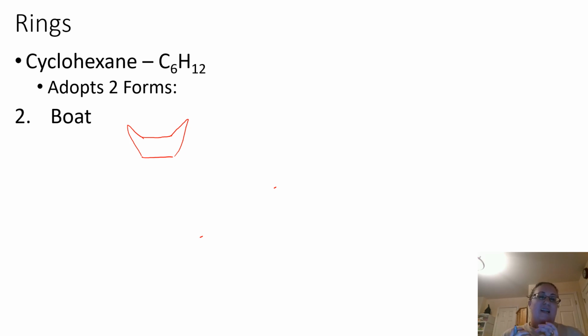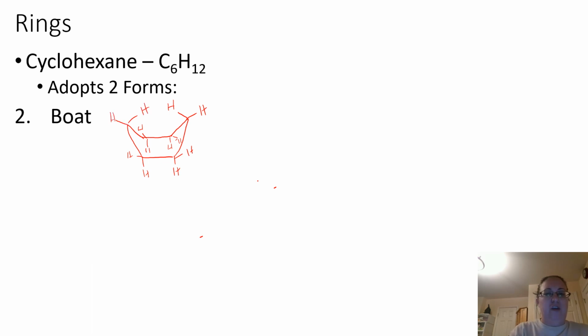With this, it is not as stable of a form as what the chair form is, because we do have eclipsing hydrogens. So these hydrogens that are all on the plane, because the two carbons on either side are going up, they are eclipsing hydrogens that we will see there. The other issue that we have is that both of these carbon atoms are pointing up.